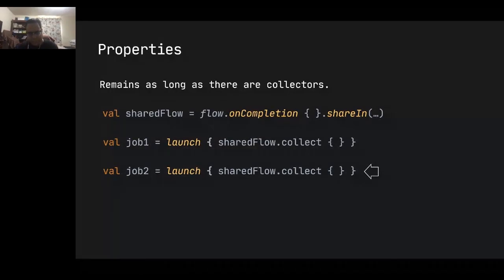So suppose I have two subscribers. I have two coroutines here and two instances of a job.